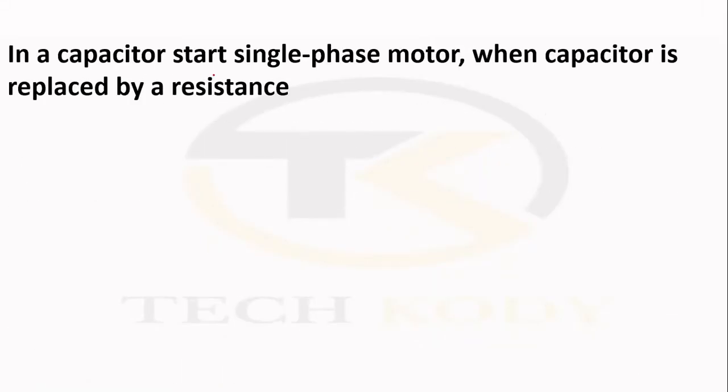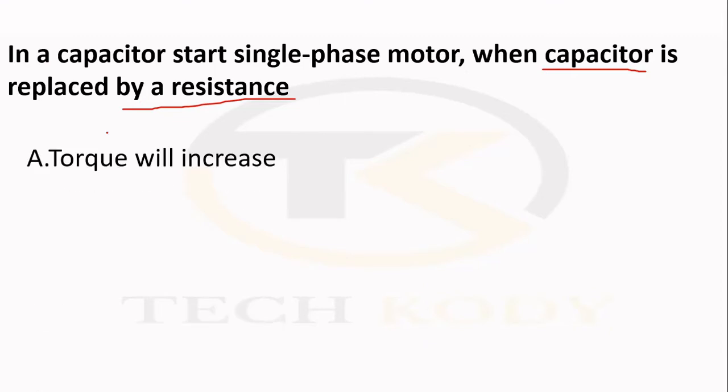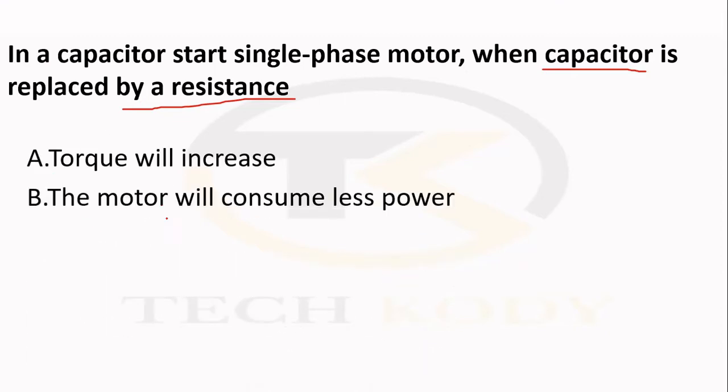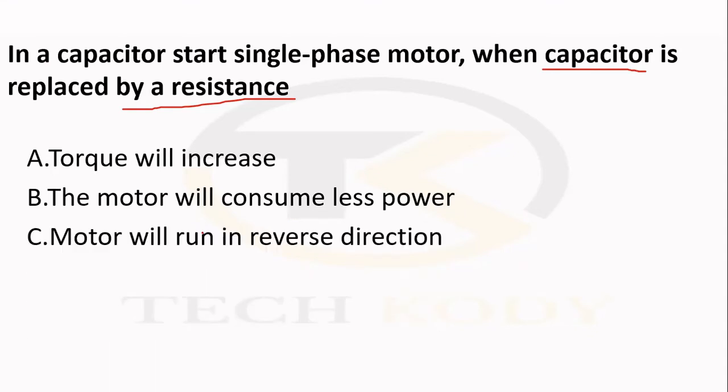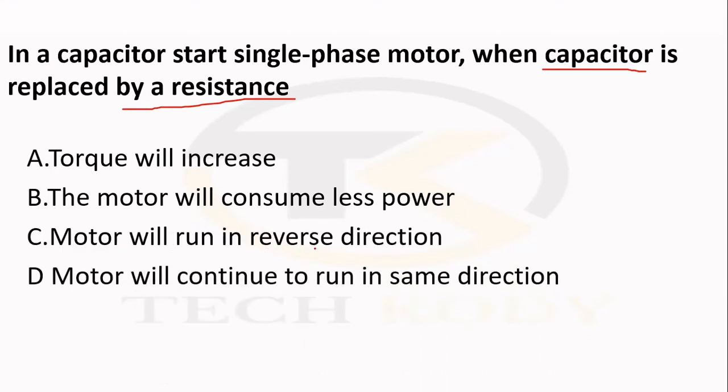In a capacitor start single phase motor, when the capacitor is replaced by a resistance, here they asked about replacing the capacitor with a resistor. The torque will be increased, the motor will consume less power, the motor will run in reverse direction, or the motor will continue to run in the same direction. When you replace the capacitor by the resistor, the motor will continue to run in the same direction.